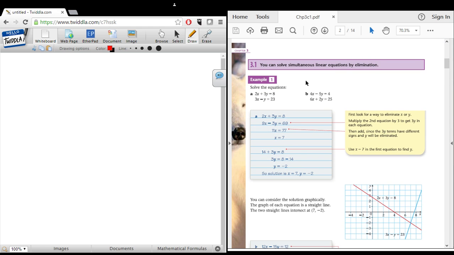3.1 Solve simultaneous linear equations by elimination. Now, elimination, by its very definition, is to get rid of something, to eliminate. So it gives you an impression of what we're trying to do here. If we have 2x plus 3y equals 8, and 3x minus y equals 23, we can label this equation 1, equation 2. We use simultaneous equations when there are two unknowns.